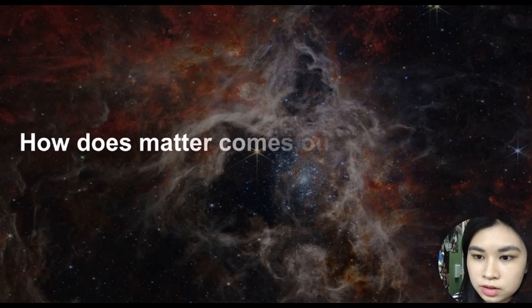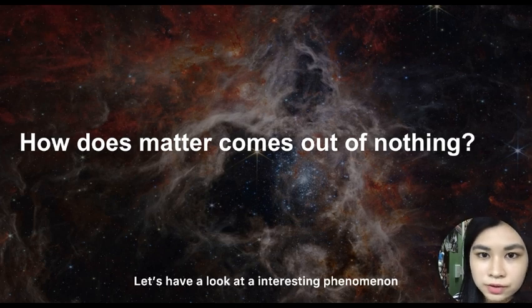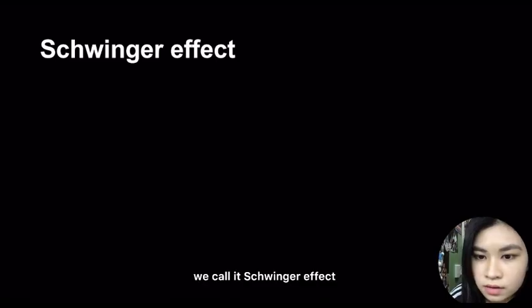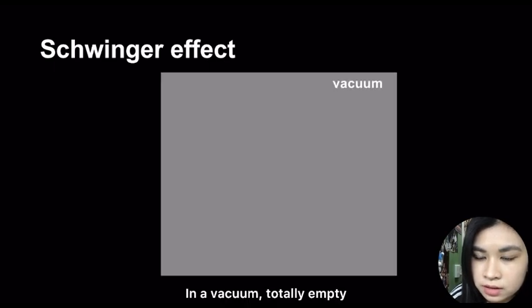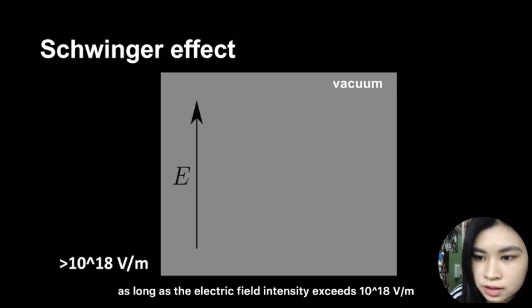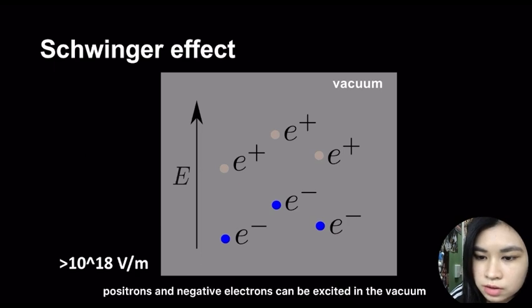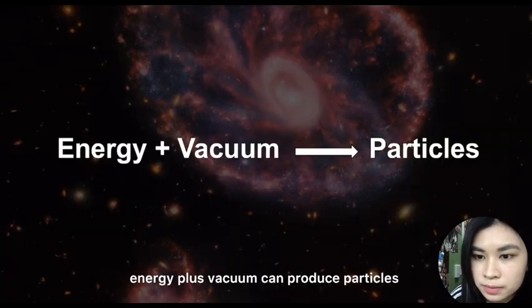So first, how does matter come out of nothing? Let's have a look at an interesting phenomenon. We call it the Schwinger effect. In a vacuum, totally empty, but with an electric field, as long as the electric field intensity exceeds 10 to the power of 18 volts per meter, positrons and negative electrons can be excited in the vacuum. They just appear out of nothing. So this phenomenon tells us energy plus vacuum can produce particles.